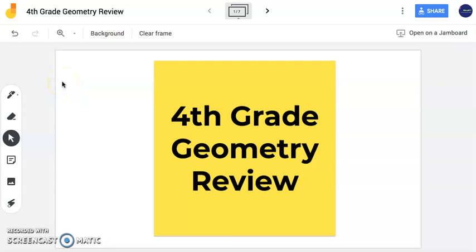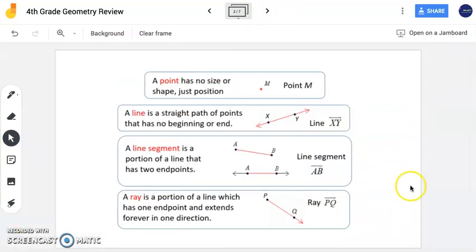Hello, fourth grade. Today we're going to review all the geometry vocabulary and concepts we have been working on this school year. The first terms we're going to review are point, line, line segment, and ray.